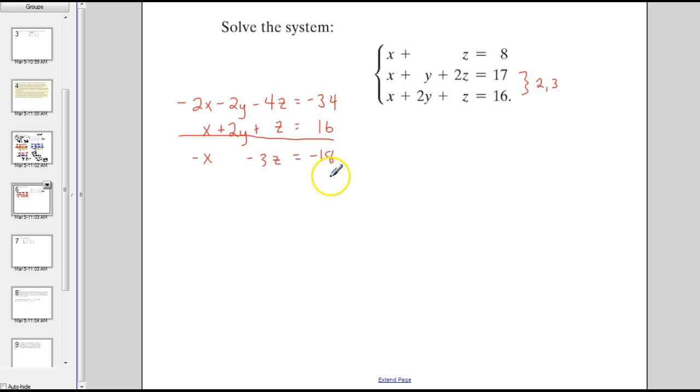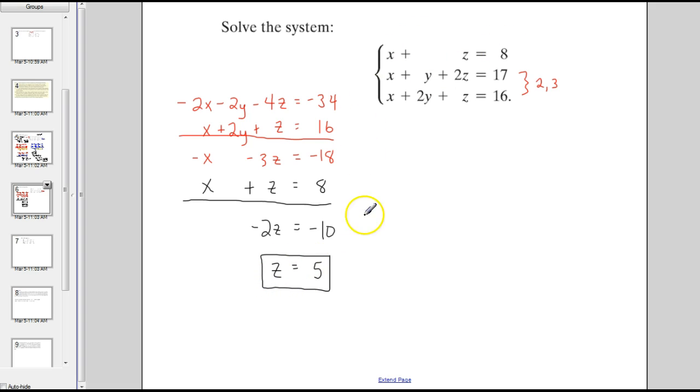And then I just keep equation 1. I don't have to combine it with anything. So I'm just going to rewrite equation 1 underneath it here, x plus z equals 8. And then I can go ahead and combine these two equations again because I have a sign change already. So the negative x and the positive x cancel. Negative 3z plus z is negative 2z. And then negative 18 and 8 combine to a negative 10. Divide both sides by negative 2, and I get z is equal to 5. So there's one variable.